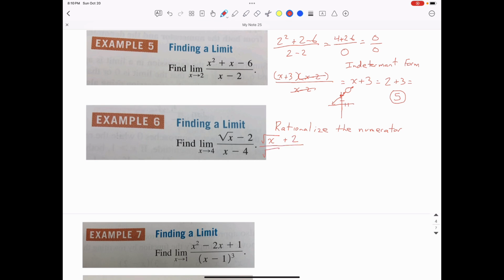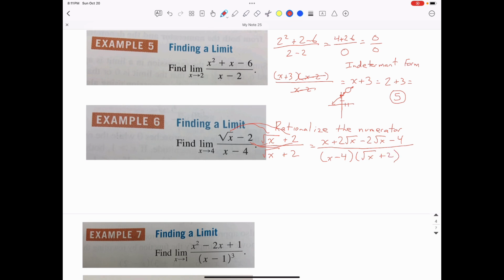So we multiply it times the square root of x plus 2 over the square root of x plus 2. Square root of x times the square root of x equals x. Square root of x times 2 is 2 square root of x. Negative 2 times square root of x is negative 2 square root of x. Negative 2 times 2 equals negative 4. And I'm actually not going to bother to multiply the denominator. I'm just going to leave it as a binomial pair. And you'll see why here in a second.